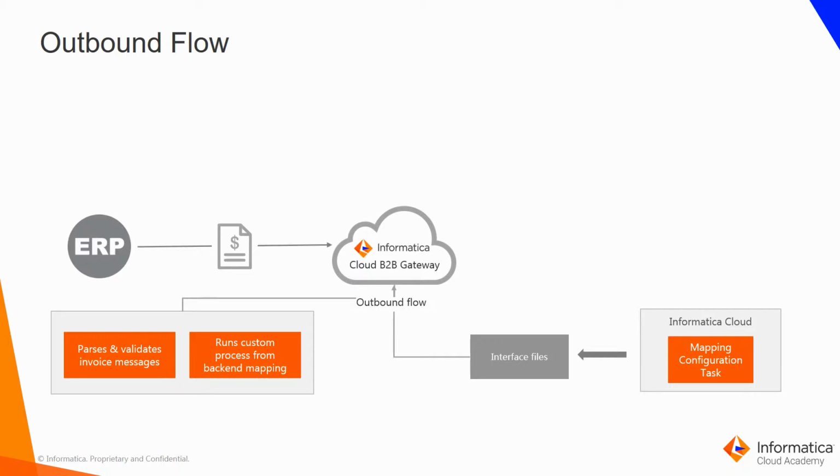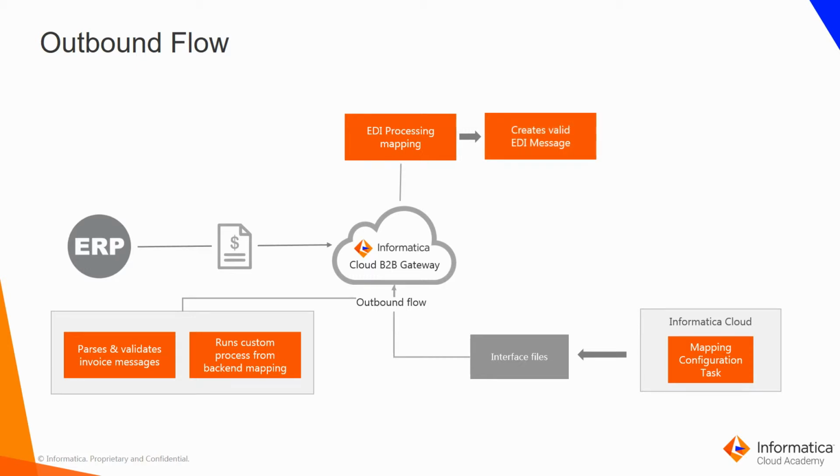Informatica Cloud B2B Gateway uses a prepackaged EDI processing mapping to read the interface files and enriches the data in the interface file with the partner metadata and creates valid EDI messages. Then Informatica Cloud B2B Gateway creates a temporary mapping configuration task in Informatica Cloud based on the EDI processing mapping. The task source and target details are based on the partner definition metadata.